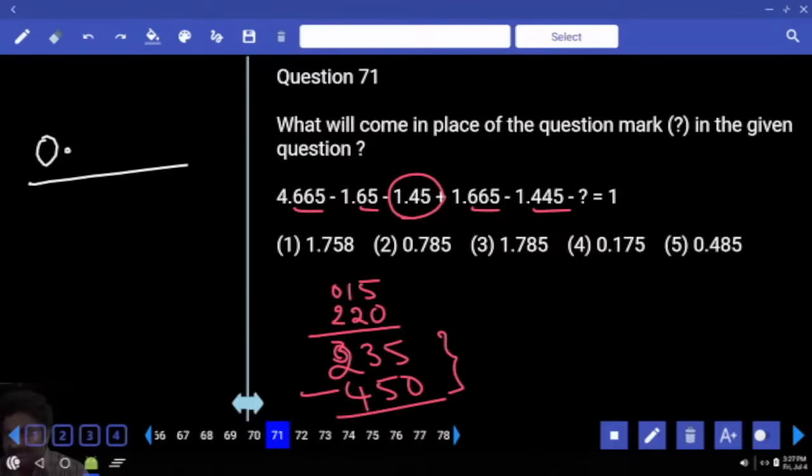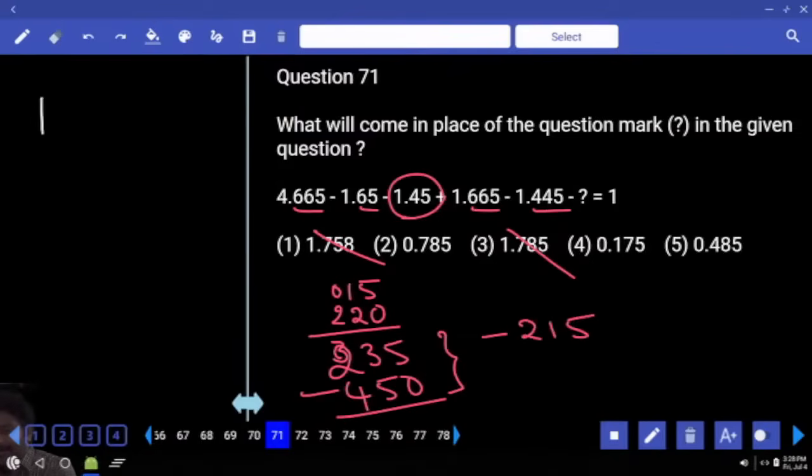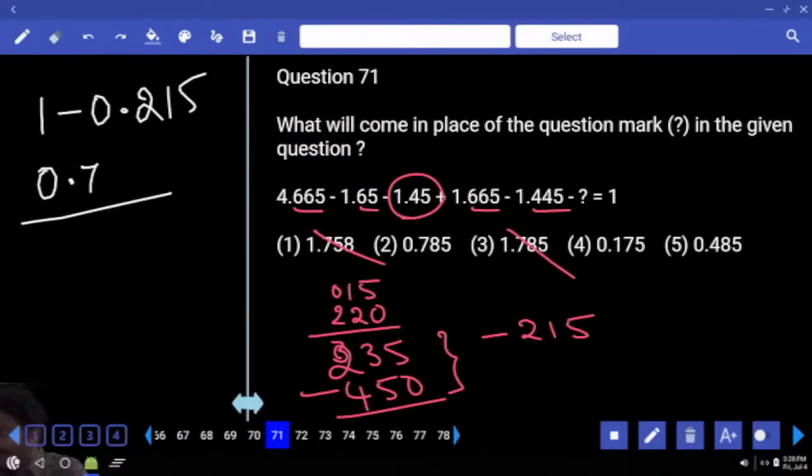Go to options. How many options are there? 3 options are there. So let me calculate this. 235 minus 450, that will be minus 215. 215 subtracted from 1. 1 minus 0.215, that will be 0.7. You are done with the answer. 0.7 is sufficient.